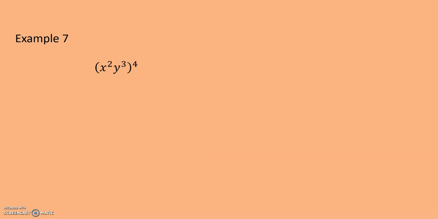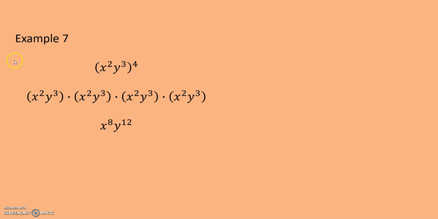X squared y to the third to the fourth power. I wrote it out 4 times. X squared y to the third times x squared y to the third times x squared y to the third times x squared y to the third. X to the eighth, y to the 12th. You can see it's the 2 times 4 and it's the 3 times 4.